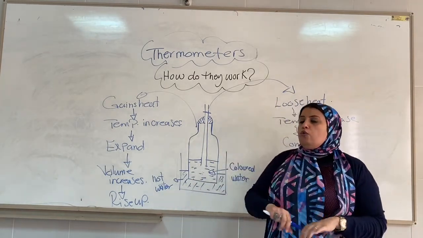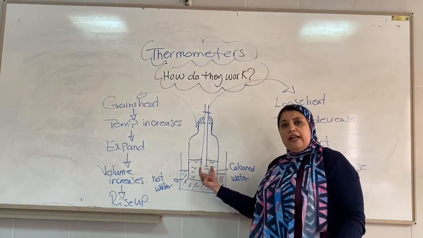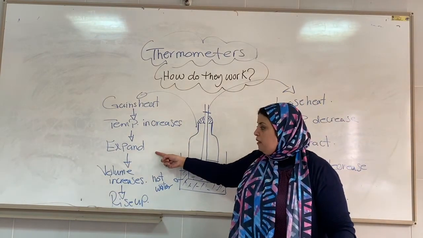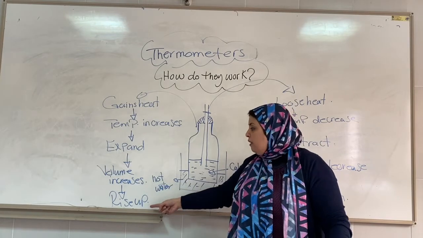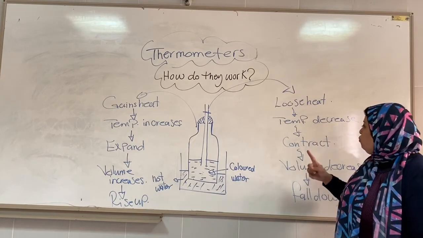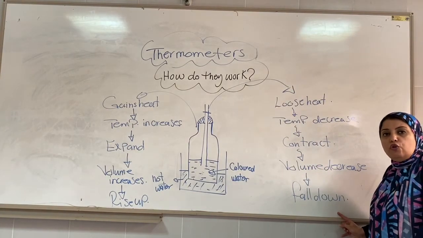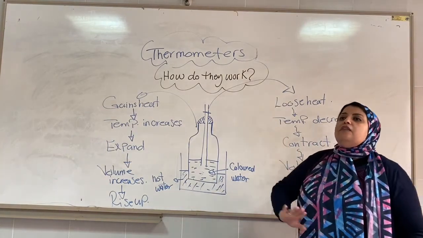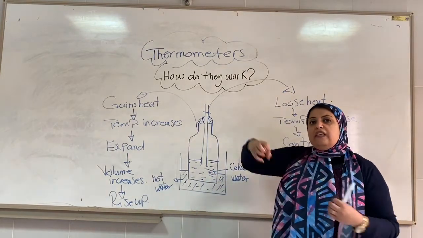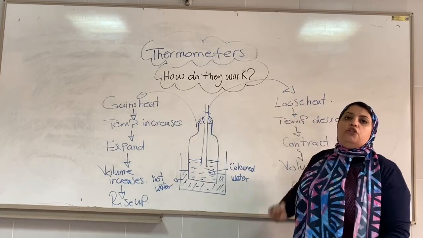Okay? So, what's the result out of all this? I have inside a liquid. When temperature increases, this liquid will expand and its volume increases, and it will rise up through the straw. When temperature decreases, it will contract, its volume decreases, and it will fall down through the straw. That's the main idea that all thermometers work upon: a liquid that expands and contracts through a straw when temperature changes.